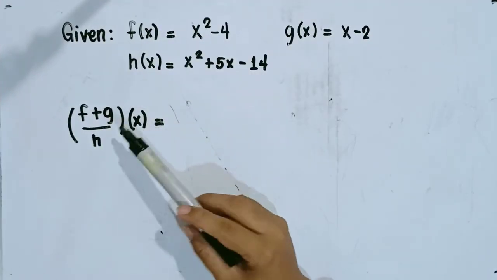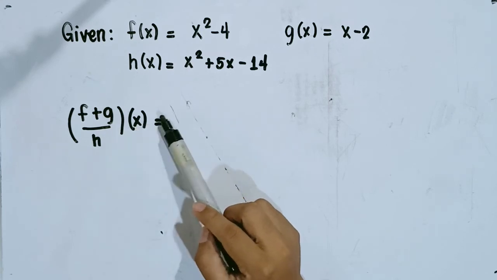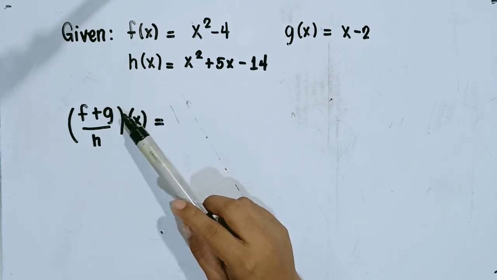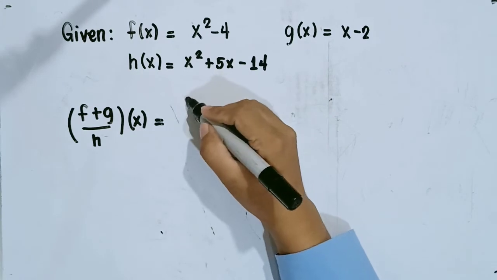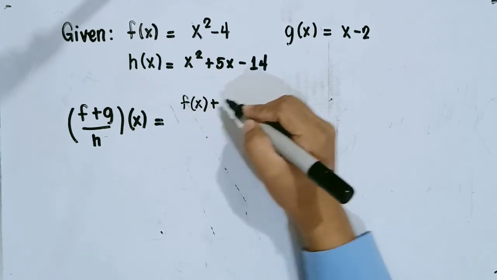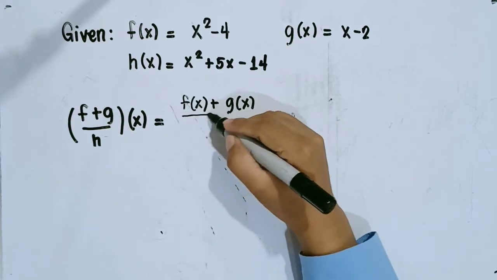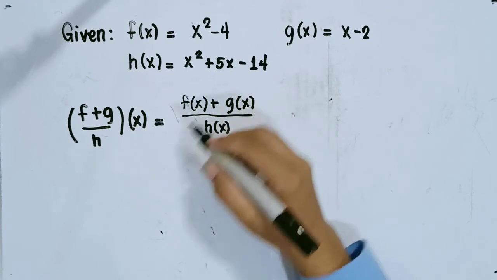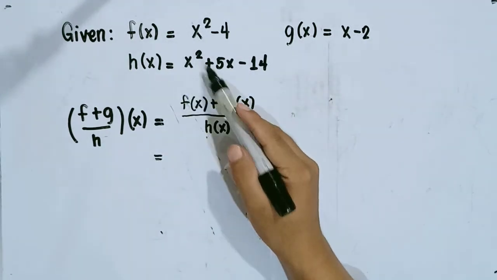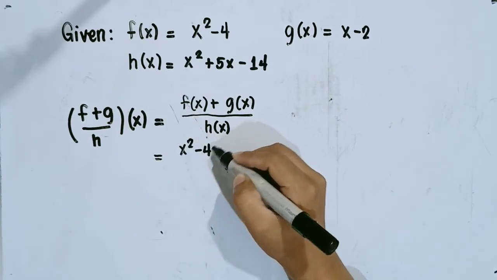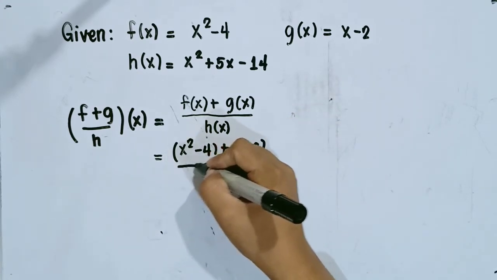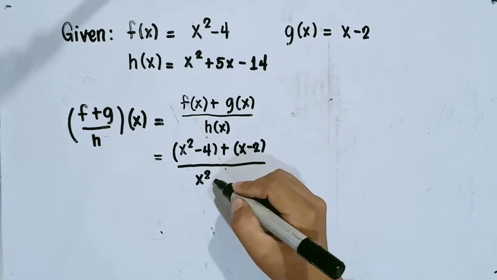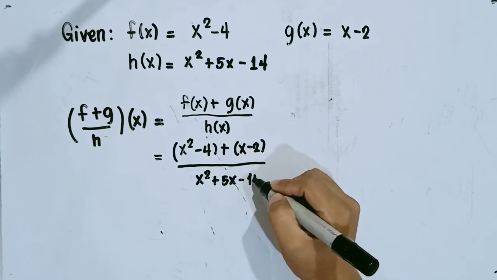Let's have this example, f plus g all over h of x. So in this problem, we have to combine addition and division of functions. So we will expand to this one. So f of x plus g of x over h of x. Next, we will substitute. So our f of x is x squared minus 4. And our g of x is x minus 2 over our h of x is x squared plus 5x minus 14.